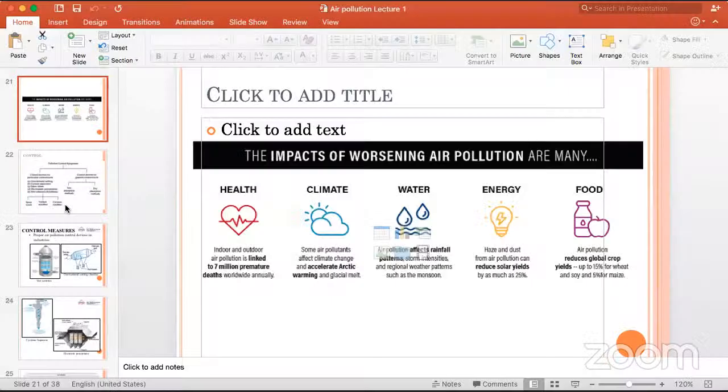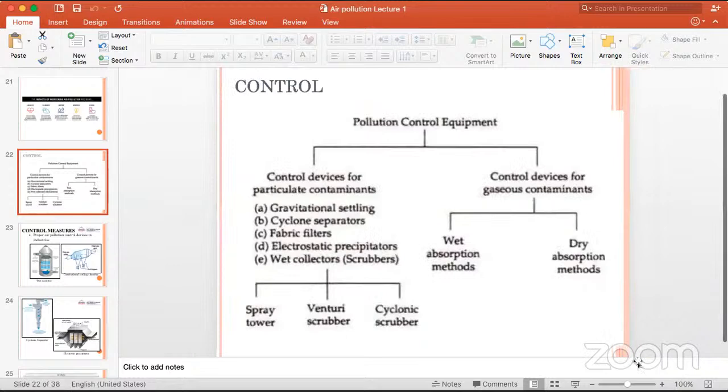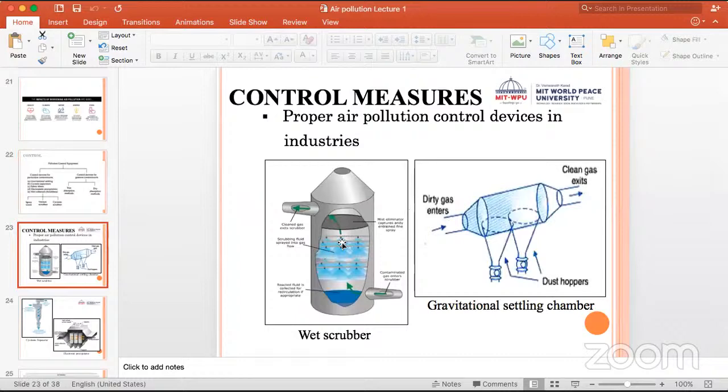So industries have many, many ways of tackling air pollution. They have many, many control equipments. How do we control them? So what do industries do? They have something called a wet scrubber, or they have something called a settling chamber. So basically in both of them, because of gravitational activity, the pollutants get settled to the bottom. So dirty gas enters from here and clean air exits from here.